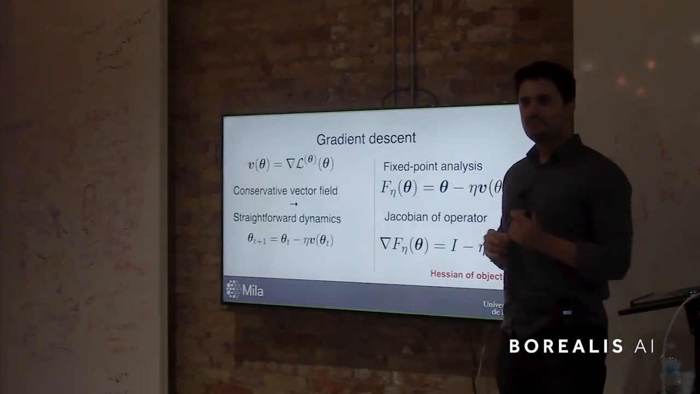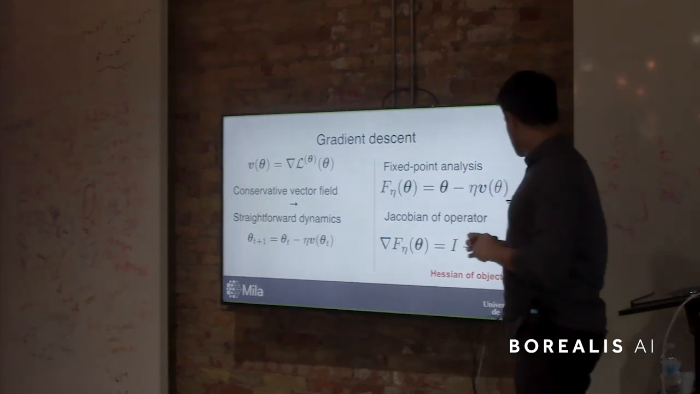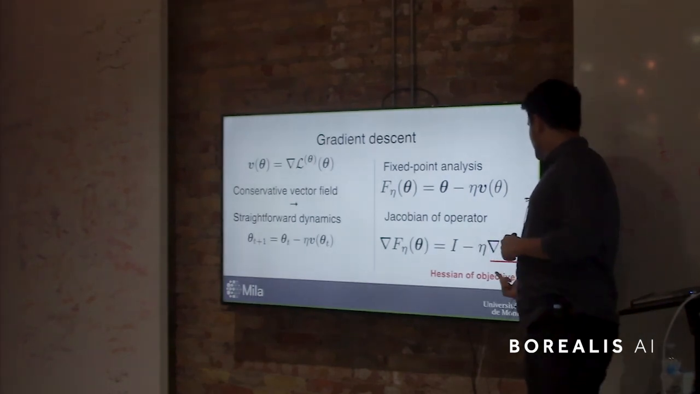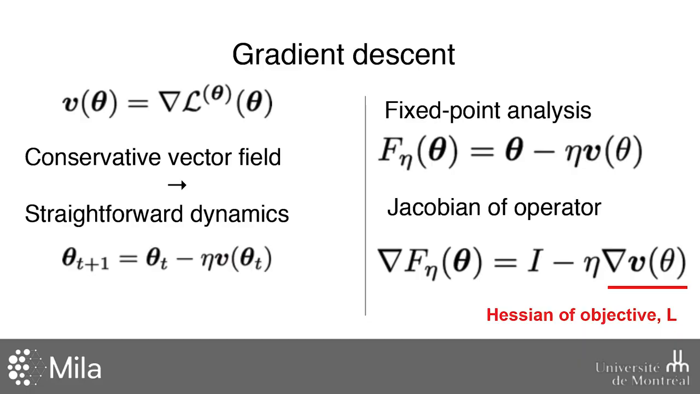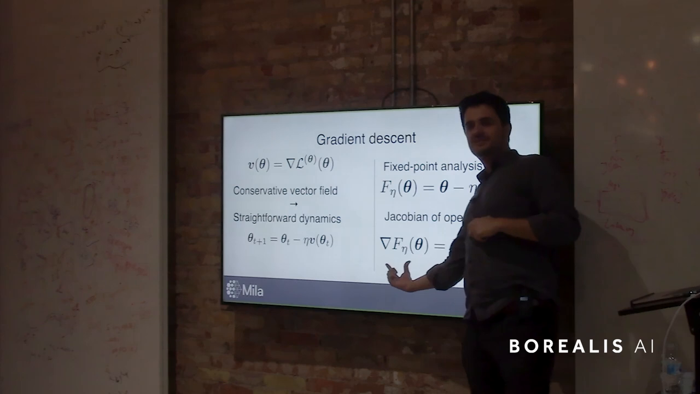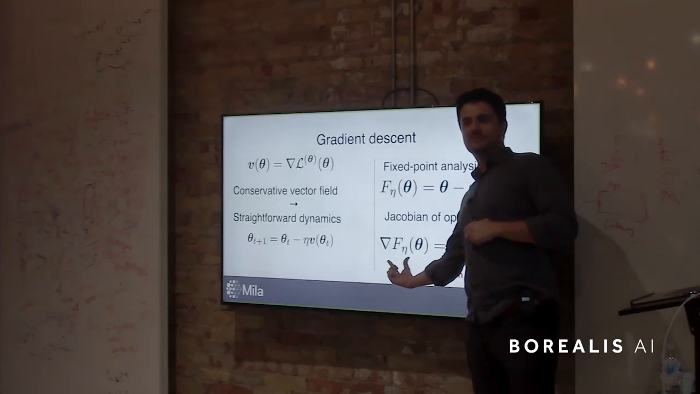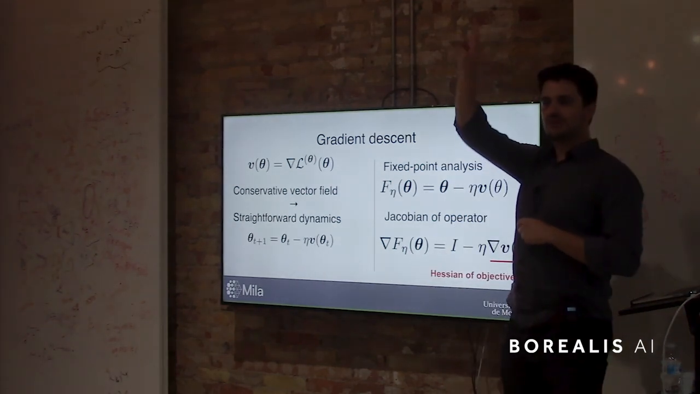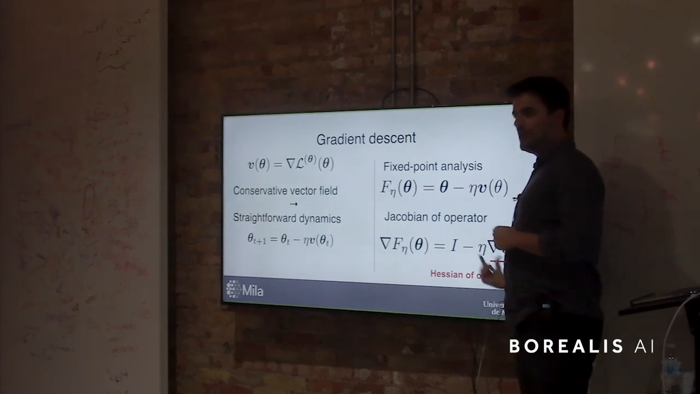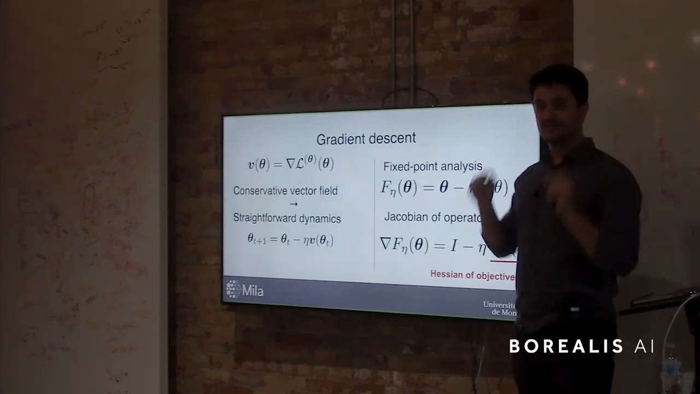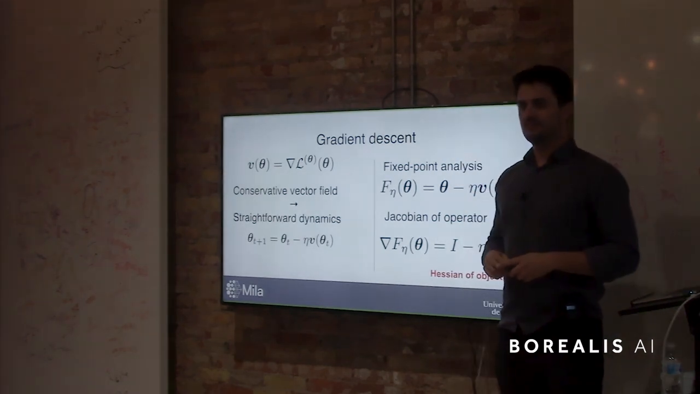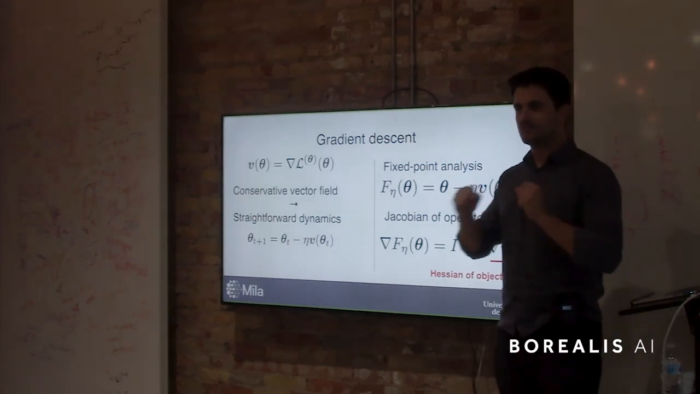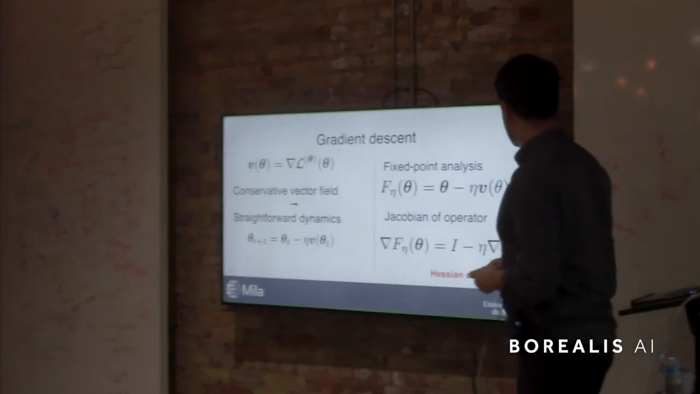But in general, the terminology I will be using is that this is the Jacobian of the objective, because we're taking two derivatives of the objective. This is the Jacobian of the objective, and this is the Jacobian of the operator. Okay? I'm going to be mentioning two Jacobians: the Jacobian of the objective, which in optimization is the Hessian, and the Jacobian of the operator. So just to introduce a notation and be stable for our next slides.